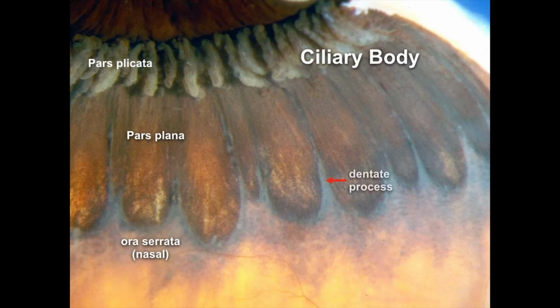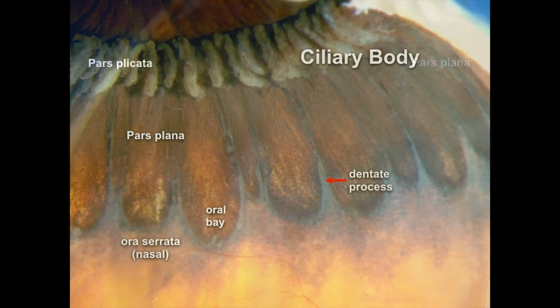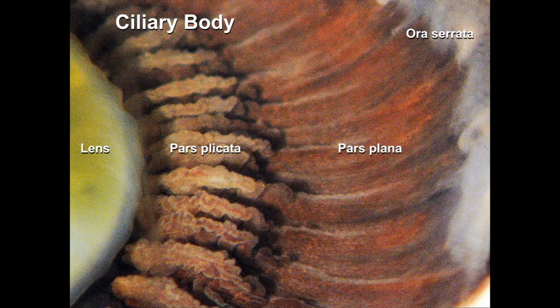The dentate processes and oral bays of the nasal ora are seen under higher magnification in this photo. Dentate processes that traverse the pars plana are called meridional complexes. Several enclosed oral bays surrounded by peripheral retinal tissue are also visible in this photo.